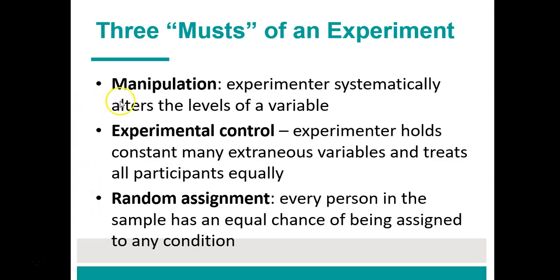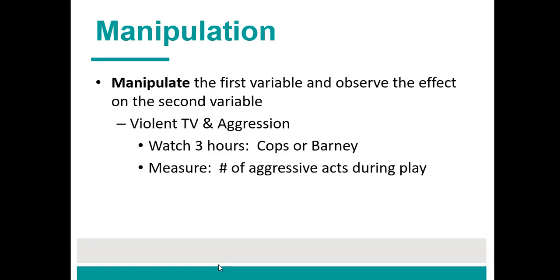The three musts of an experiment, and we're going to go through these three in greater detail in a second. Number one, you must have manipulation. You must experimentally manipulate the levels of your independent variable. That's a key for an experiment. Number two, you must have experimental control, meaning that you hold all sorts of extraneous variables constant and treat everybody equally. And number three, you must have random assignment, meaning that every person in the sample has an equal chance of being assigned to any condition. So let's first go through manipulation, meaning that you must manipulate your independent variable and observe the effects on the dependent variable.